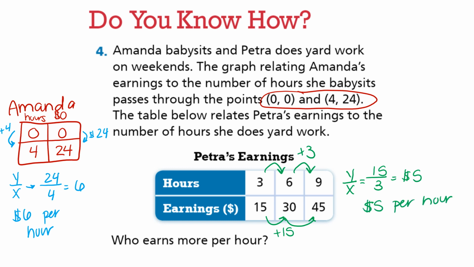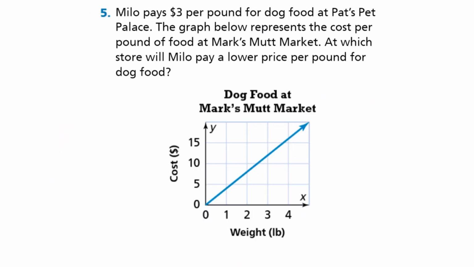And so to answer the question, who earns more? Amanda earns more. Amanda earns $6, where Petra only earns $5. Milo pays $3 per pound for dog food at Pat's Pet Palace. So at Pat's Pet Palace, it's $3 per pound.